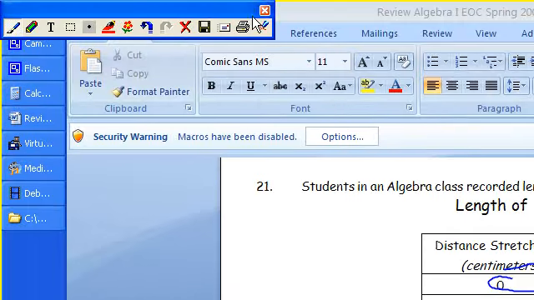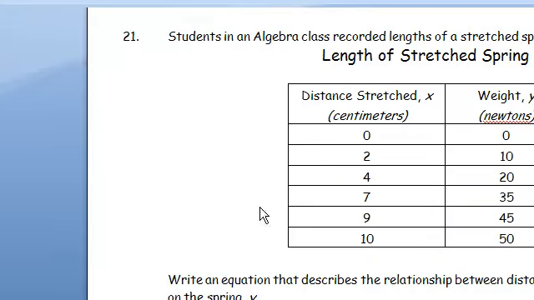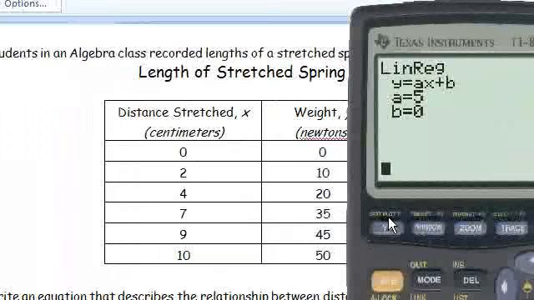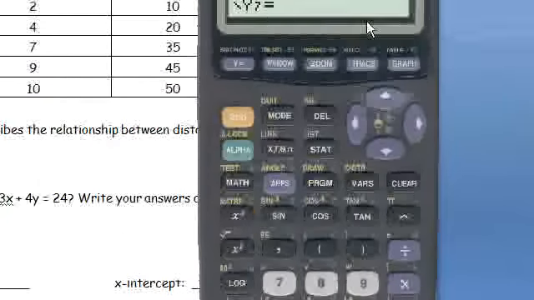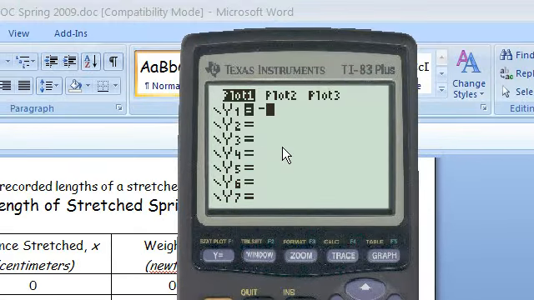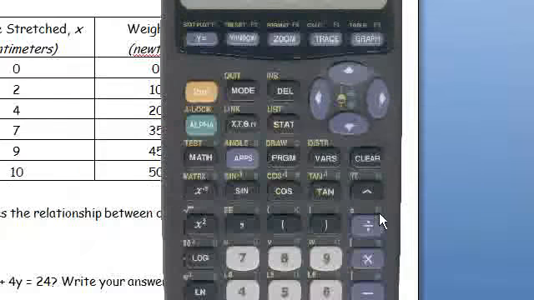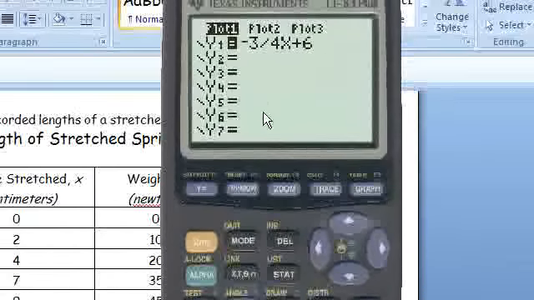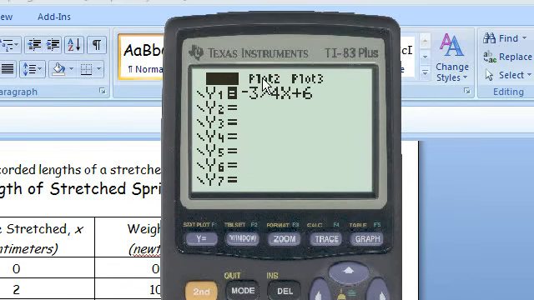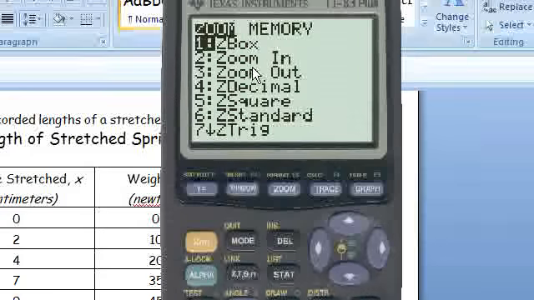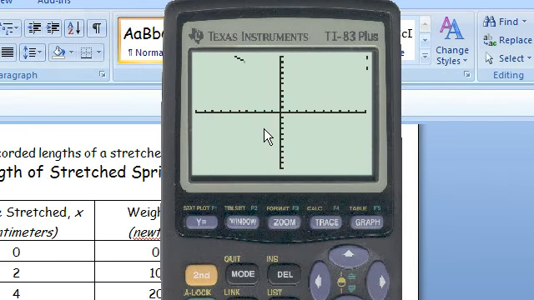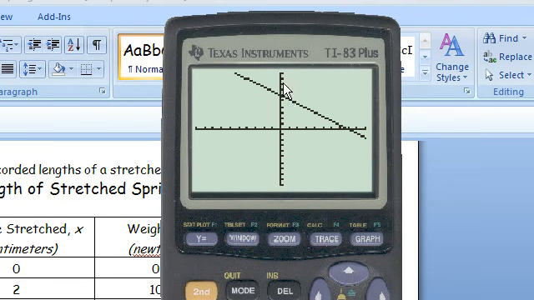And we can actually take a look at the graph there. So negative 3/4 x plus 6. And I'm going to turn that plot off by putting my cursor on it and hitting enter. And I'm going to zoom back to standard zoom. And there's our y-intercept. There's our line. So there's a y-intercept there, there's an x-intercept there.